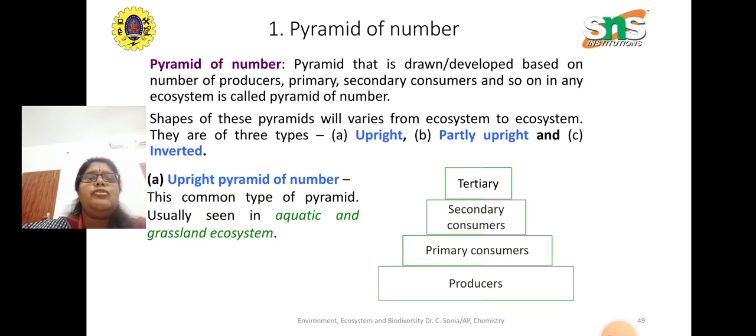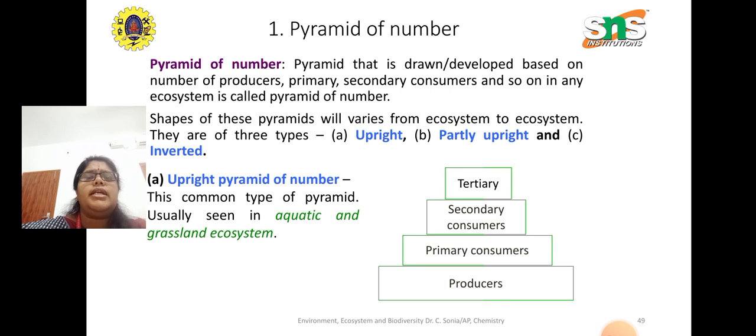First is the pyramid of number. It is the pyramid that is developed based on the number of producers, primary consumers, secondary consumers, and so on in any ecosystem, called the pyramid of number. Shapes of these pyramids will vary from ecosystem to ecosystem. There are three types: upright, partly upright, and inverted.